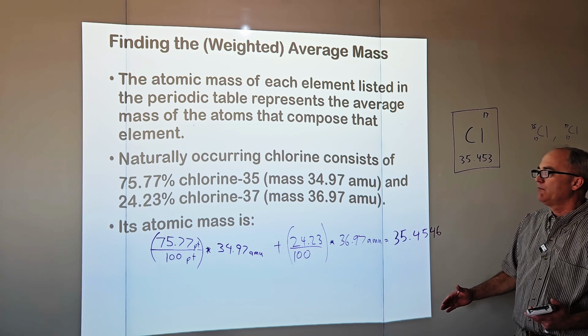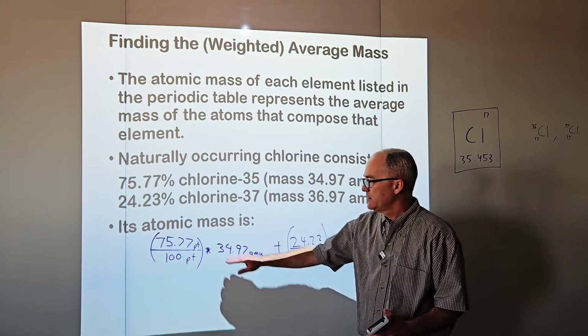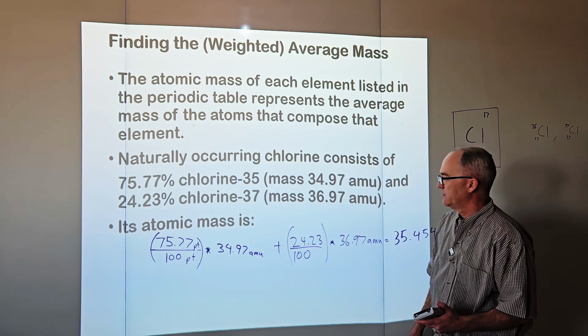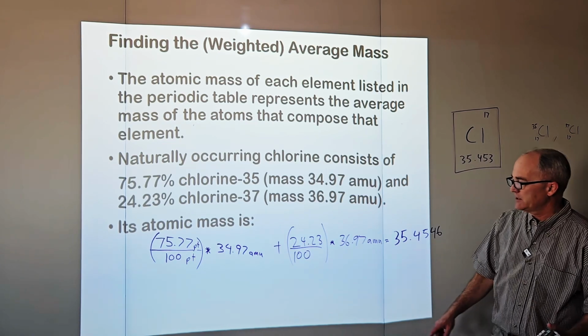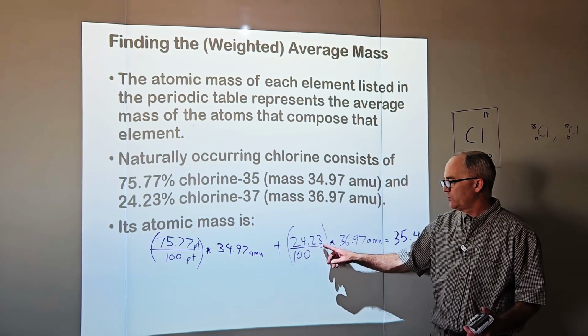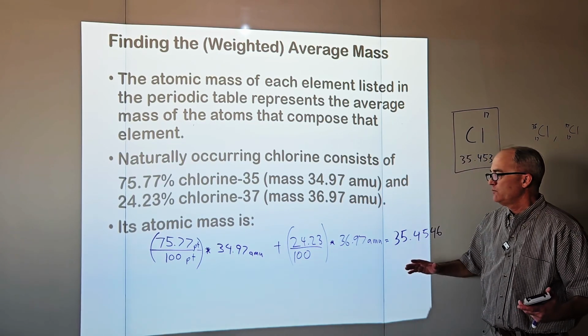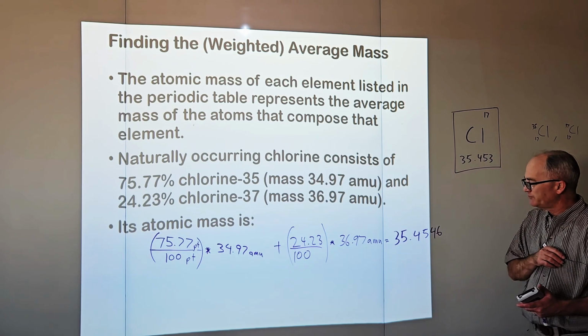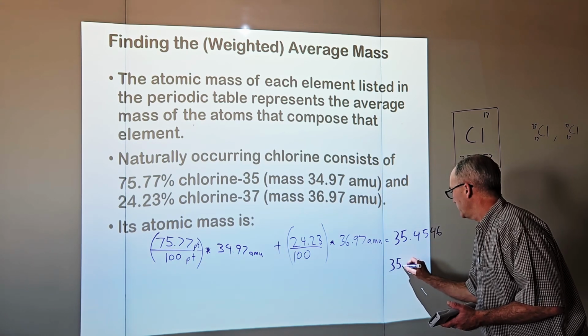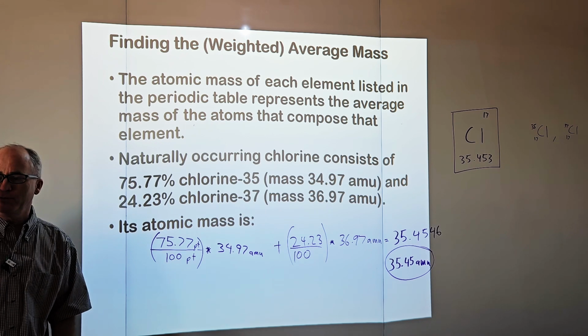So this is how you find a weighted average. We found 75.77% of this number, and 24.23% of this number, and we sum those together. Now let me round this appropriately. Everybody able to get the same number?